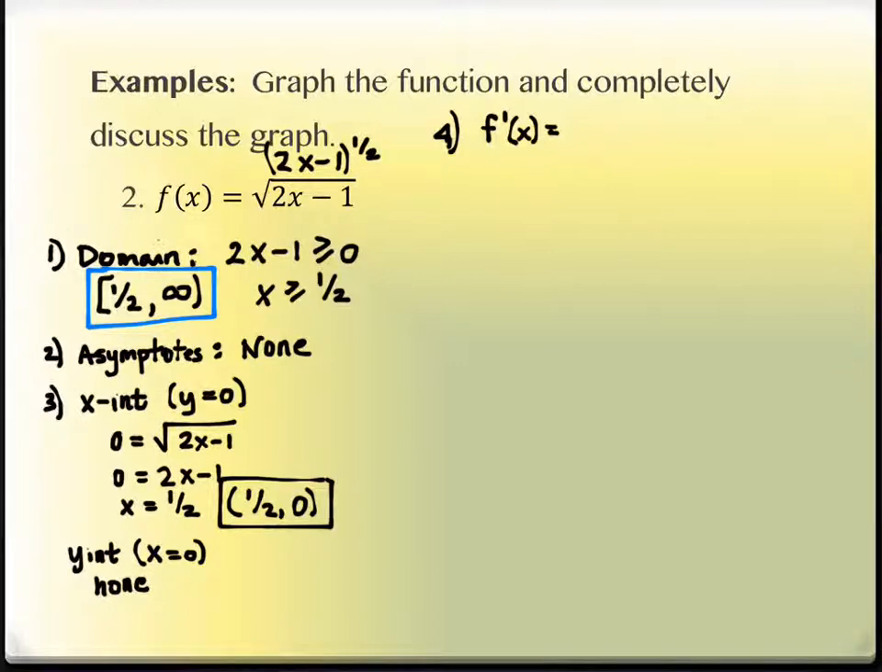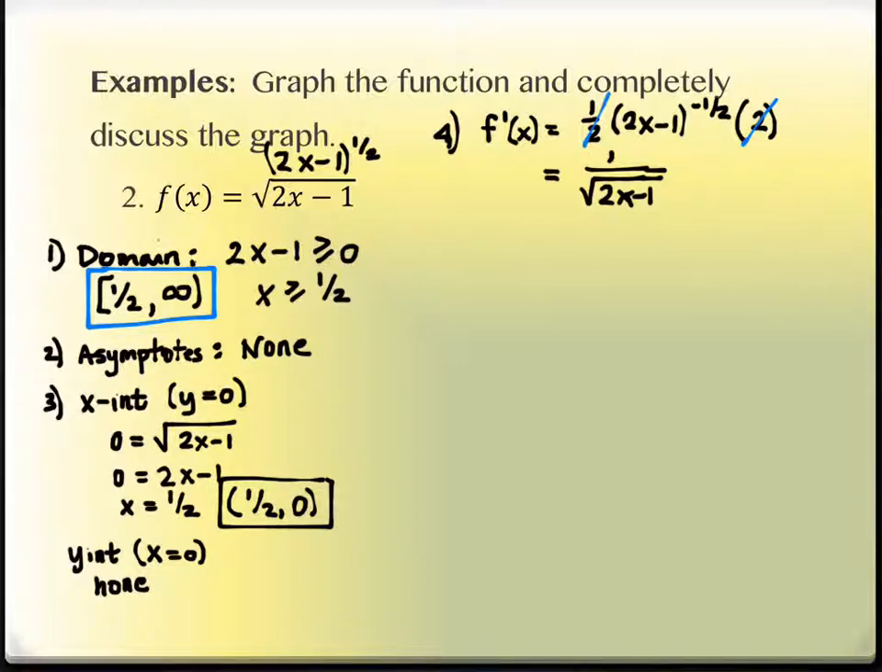Right? So somebody tell me what I'm going to do. 1/2. Good. 2x minus 1 to the negative 1/2 times 2. And we're done, right? And nice things happen. What happens? The 1/2 and the 2 cancel. How would I rewrite this? One over the square root of 2x minus 1. So that's my derivative.